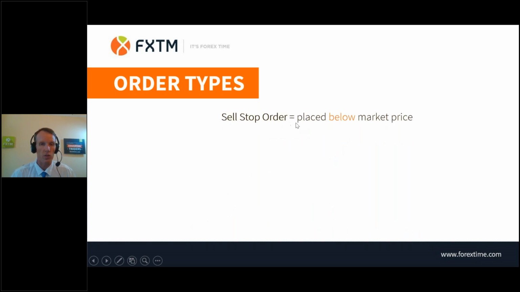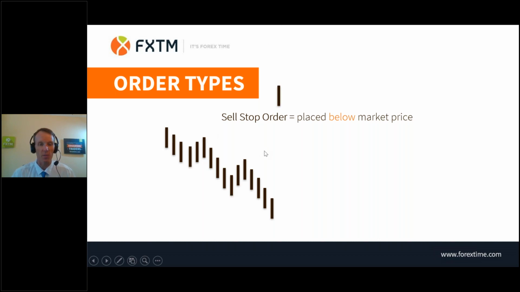A sell stop order. Now this is exactly the opposite. So we place this below the market price. We're expecting the market to go lower. In this case, it's a low of a downtrend. Lower tops, lower bottoms, lower tops, lower bottoms. And the market goes lower, starts pulling back. It's part of the structure of the market. We understand that. It starts moving.